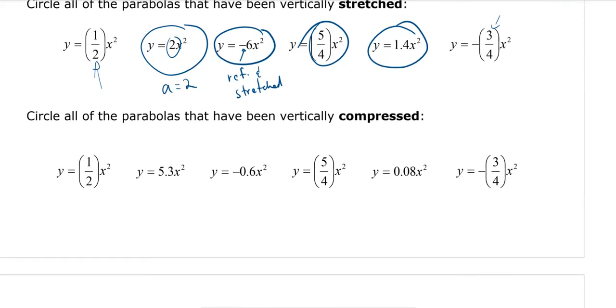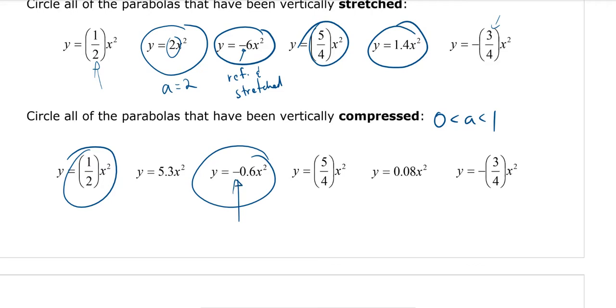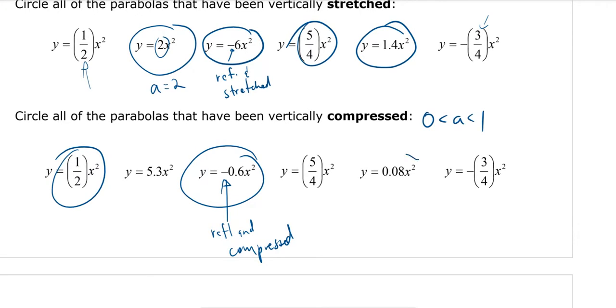The ones that are compressed are the ones that have an A value between 0 and 1. So 1 over 2 is a value between 0 and 1. 0.6 is a value between 0 and 1, ignoring the negative. The negative just means it's reflected, so reflected and compressed. 5 over 4 is not. 0.08 is, even though it's close to 0, it still is between 0 and 1. And 3 over 4 is also. So we're going to say that that's also reflected and compressed.